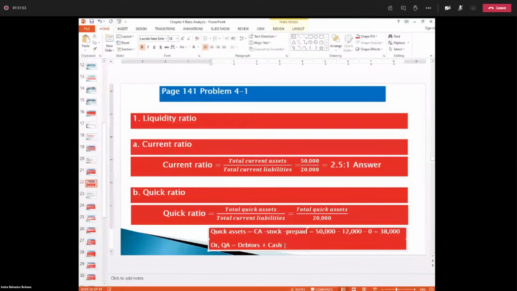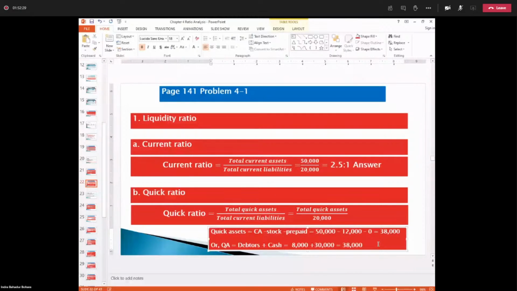Now you take the sum. How much is the value? Debtor is 8,000 plus 30,000 cash. So how much is the total? 38,000. In this way, you can calculate quick assets: excluding stock and prepaid, the sum of the other current assets is the quick asset amount. Both processes are not necessary. I am just showing you how to calculate quick assets and what the meaning is.